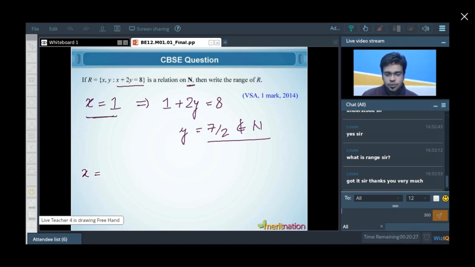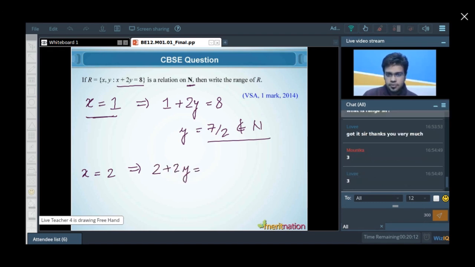Let x be 2. If I take x to be 2, what will my value of y be? Can anybody answer? If I take x to be 2, what will the value of y be? Just put it into the relation. Absolutely right, Monica, lovely, the value of y will be 3. Very good, Saiti.